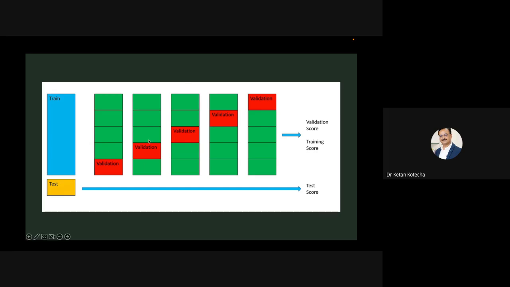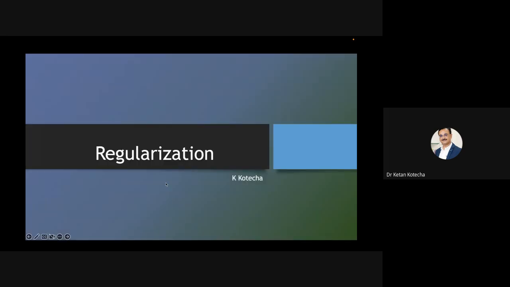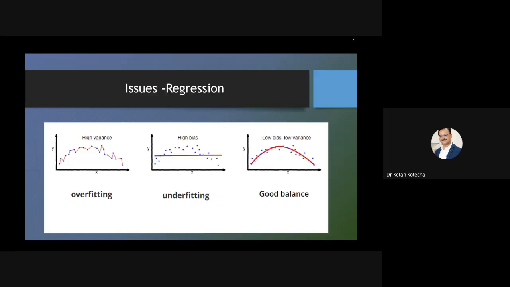And then once your training accuracy and validation accuracy are good, you can do testing as well. And testing accuracy also should be very good. But that will not always be the case, and that's where you need to do something called regularization.